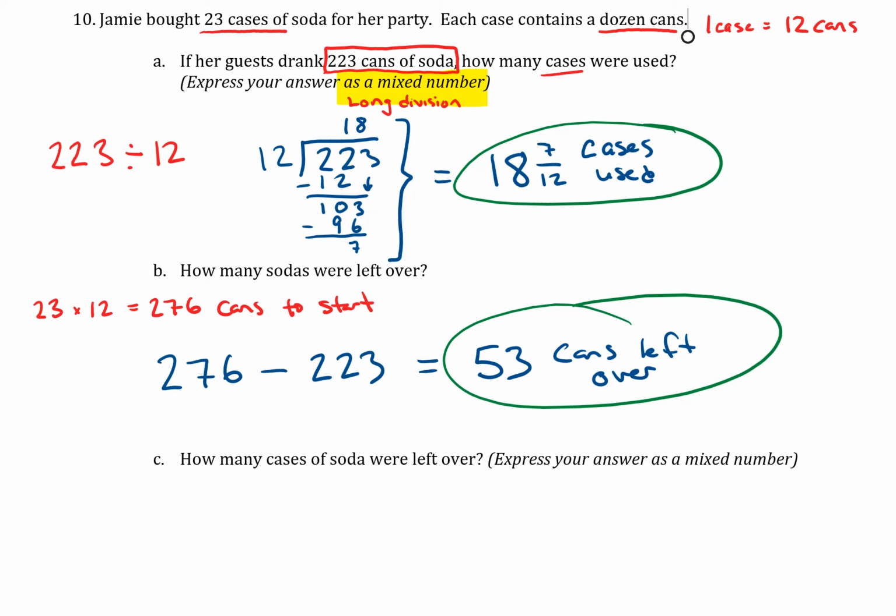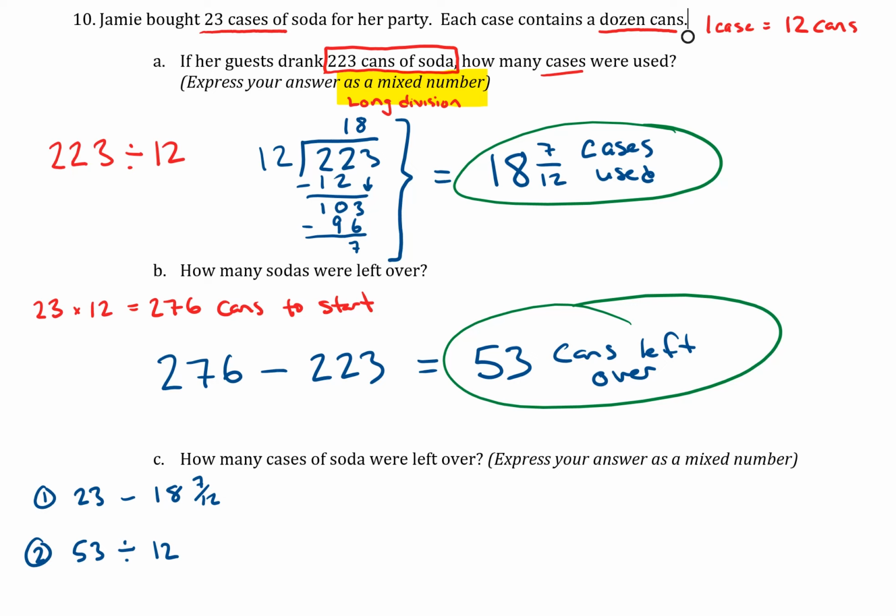And now in part C, similar to part A, we want to know how many cases were left over. Well, we could do one of two things. Option 1 is we could take the 23 cases to start with, and we could subtract off the 18 and 7 over 12. Or we could take our answer from part B and say, okay, well, there were 53 cans left over, and we could divide that by 12 to determine how many cases were left over. So either way, both of these methods work. I'm going to go with the second one.